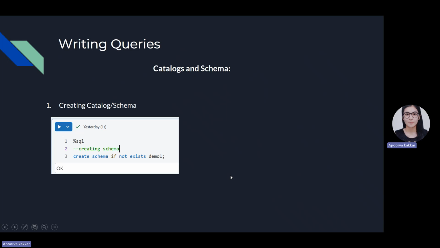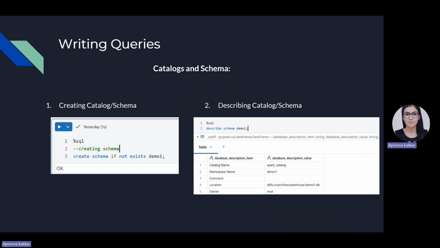To create a schema, we can write CREATE SCHEMA IF NOT EXISTS, the name of our schema, let us say demo1. This IF NOT EXISTS is optional. You may or may not write it. Similarly, if we were global administrators, we could have created a catalog by writing CREATE CATALOG IF NOT EXISTS, the name of the catalog. And then we can describe the schema created by writing DESCRIBE SCHEMA, the name of the schema, and the semicolon. Similarly, a created catalog could also have been described by writing DESCRIBE CATALOG, the name of the catalog, semicolon.